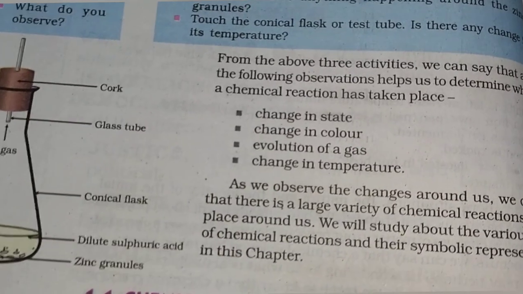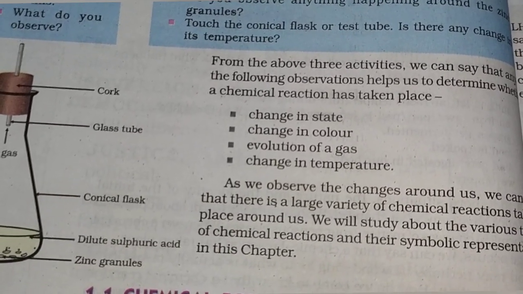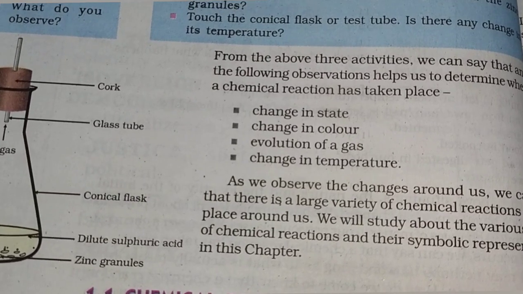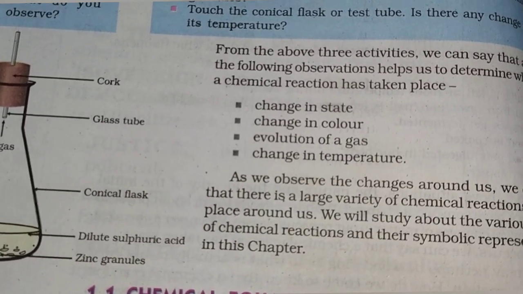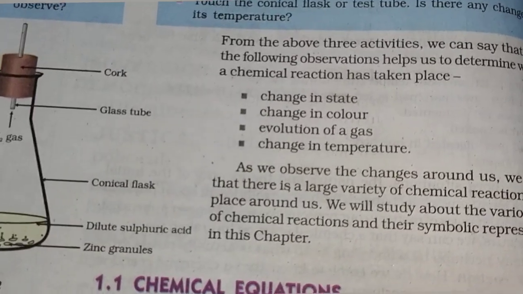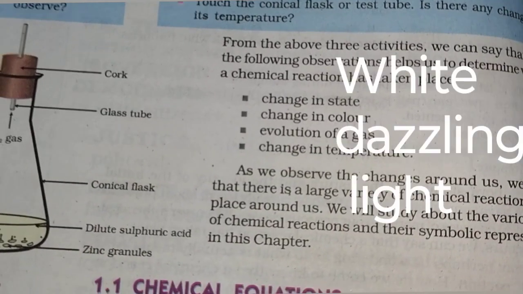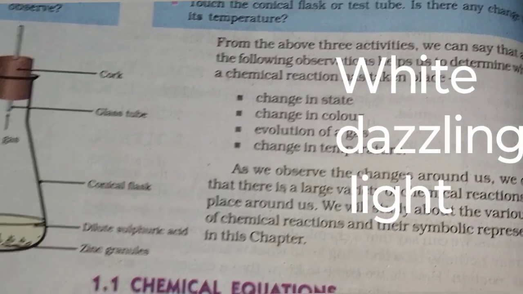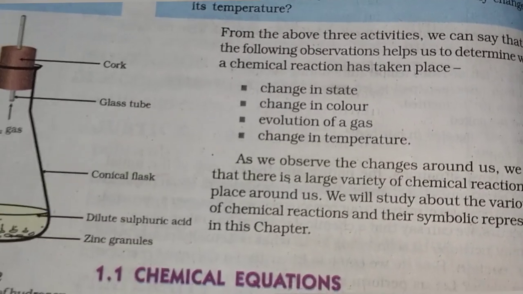Now they may ask the questions, what are the observations, or how can we know a chemical reaction takes place, or what are the observations we can find when a chemical reaction takes place? So like this it is asked, we can say that when a chemical reaction takes place, the following changes we can see: change in state, change in color, evolution of gas, or change in temperature.